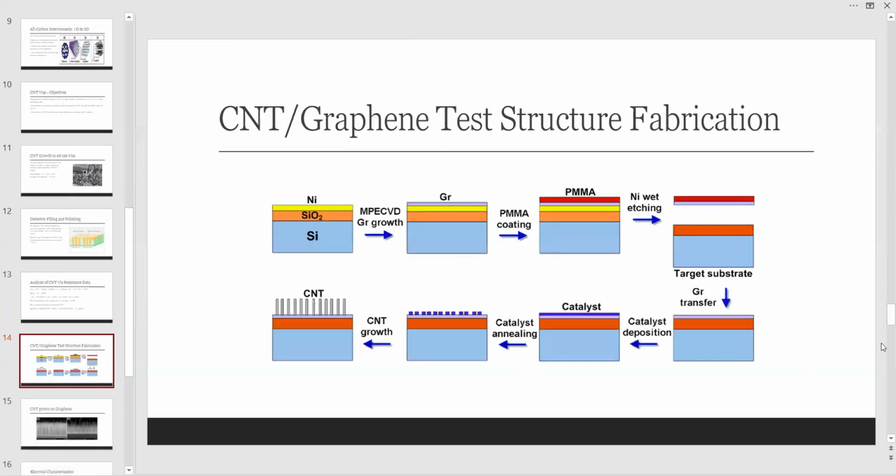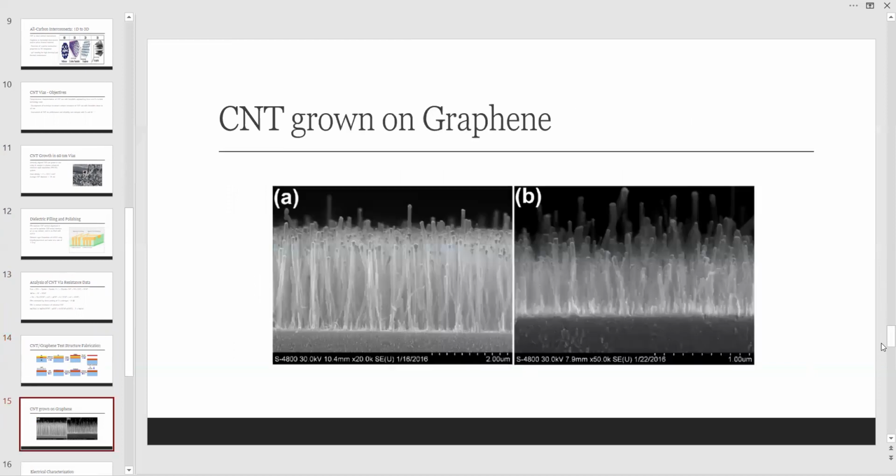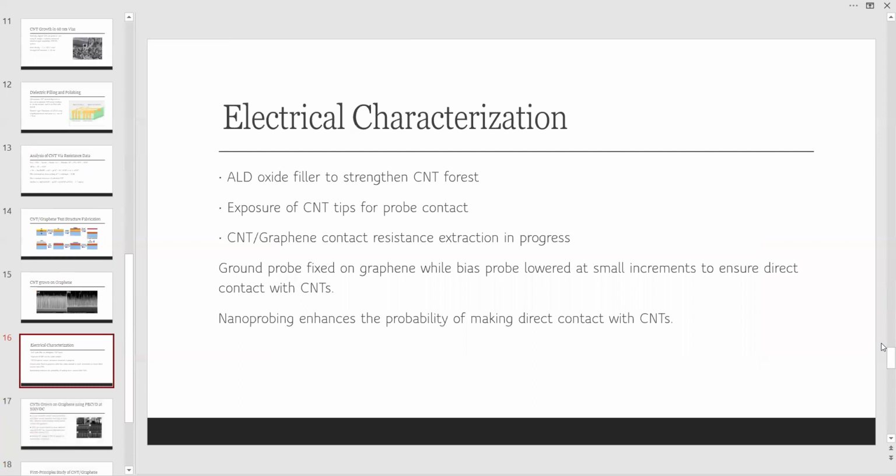CNT graphene test structure fabrication. CNT grown on graphene. It is shown like this. Electrical characterization: ALD oxide filler to strengthen the CNT forest, exposure of CNT tips for probe contact. CNT graphene contact resistance extraction in progress.